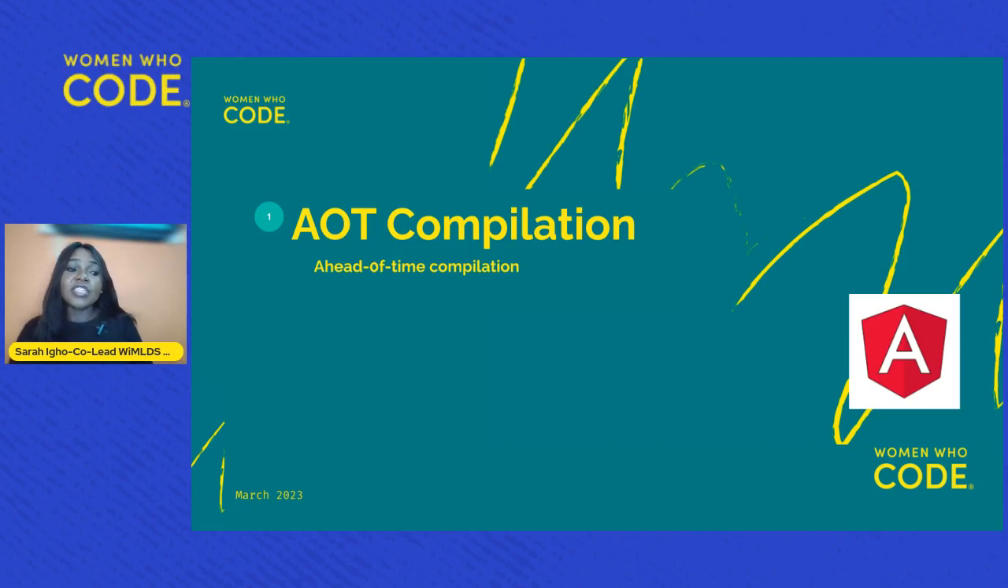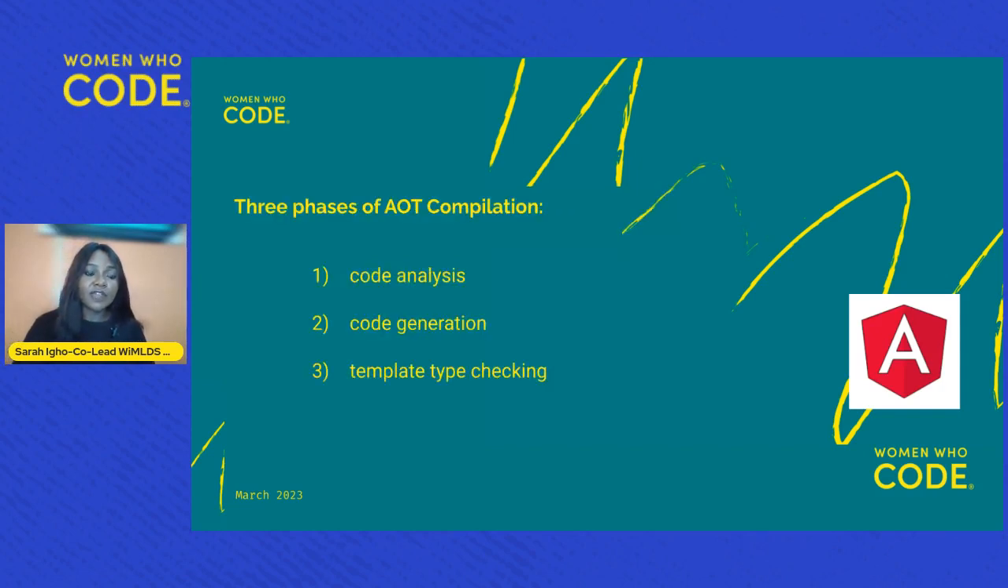There are three phases that the AOT compilation goes through. You have the code analysis phase, the code generation phase, and then the template type checking phase. These are the phases that your application is compiled through to give it better performance optimization as opposed to using the JIT.